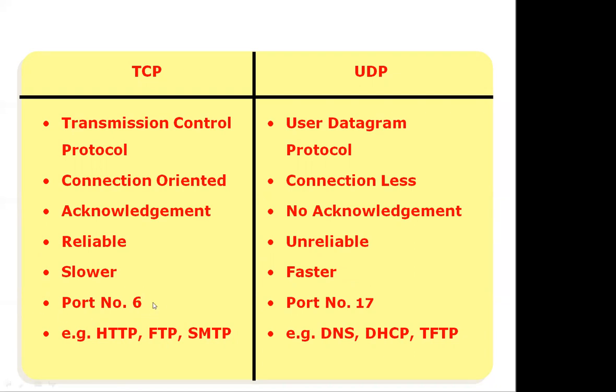TCP is reserved with protocol number 6, UDP is reserved with protocol number 17. Now, examples of connection-oriented TCP protocols are HTTP, FTP, and SMTP, while UDP examples are DNS, DHCP, and TFTP. When we discuss DNS and DHCP practically, you will get to know that DHCP is used to provide automatic IP addresses to your devices. So it is working as UDP. We will discuss that example in our practical. Let's move on to the next part.